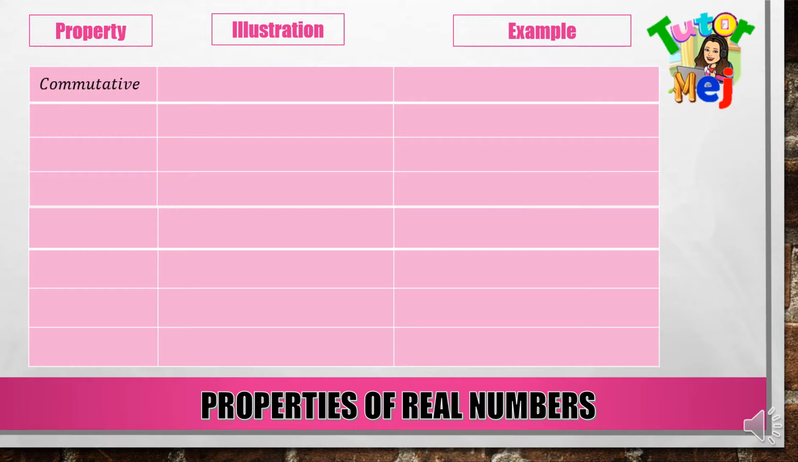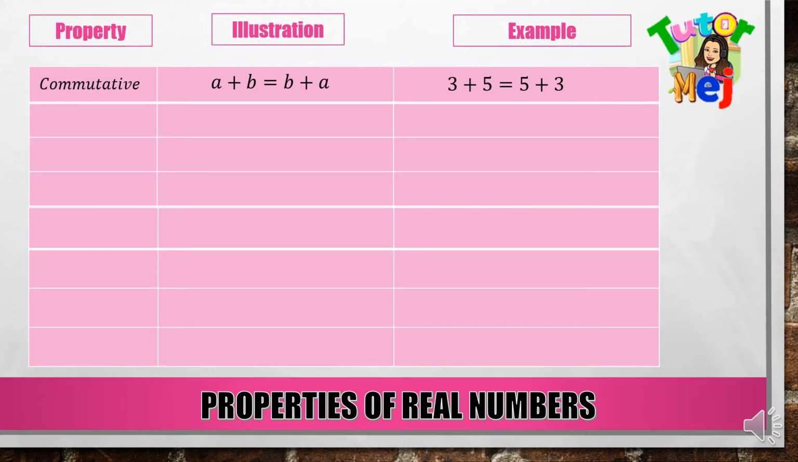So, number 1, commutative. Meron tayong commutative property for addition. So, ito yung A plus B equals B plus A. So, ano bang ibig sabihin nito? Example tayo. 3 plus 5 equals 5 plus 3. Kung mapapansin ninyo, dito sa left side, yung 3 ay naging addends dun sa kabila. 5 plus 3.